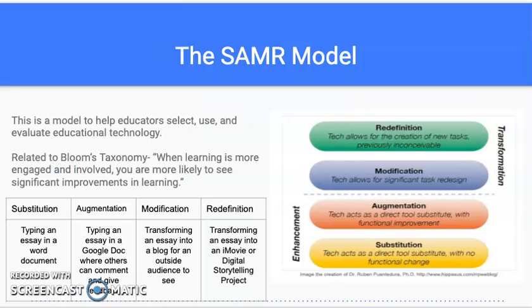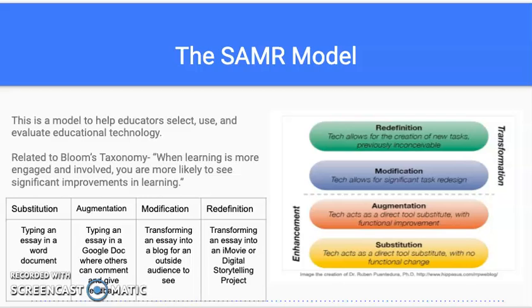I am going to begin by talking a little bit about the SAMR model. And so this is a model that really helps educators select, use, and evaluate which kind of educational technology they are using in their classrooms. The SAMR model also is often related to Bloom's taxonomy, with the belief that when learning is more engaged and involved, you are more likely to see significant improvements in student learning.